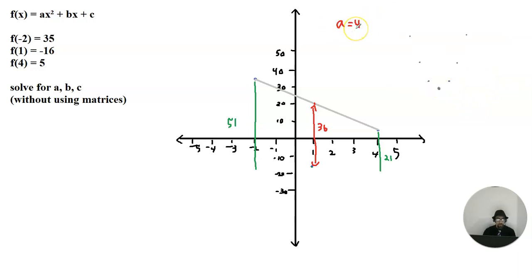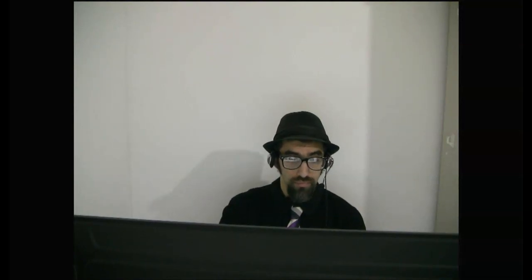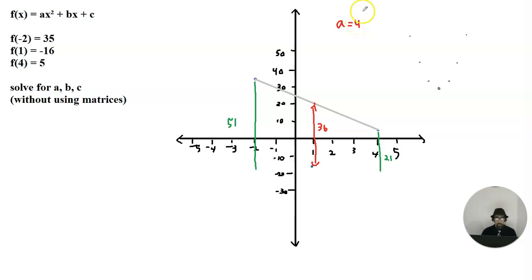With this a equals 4, I know each time I'm going up by 8 more than I did before as I go further and further out, because we've got a vertical stretch by a factor of 4. So I know that as I'm going from this point, -2, 35, to -1, something, to 0, something, to 1, -16, right? I know that in my 3 steps going down, in total I need to go down by 51.